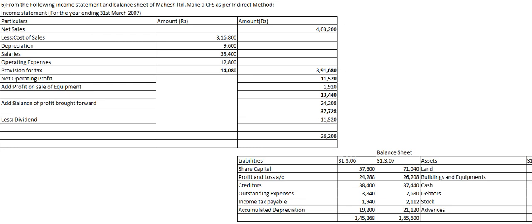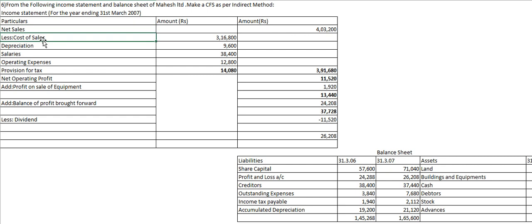So this is the part 3 video of the working of the cash flow statements. So question number 1: from the following income statement and balance sheet of Mahesh Limited, make a cash flow statement as per indirect method. So you have your income statement which is given. Net sales is an operating activity and need not be considered in your cash flow statement because it does not involve any cash flows.